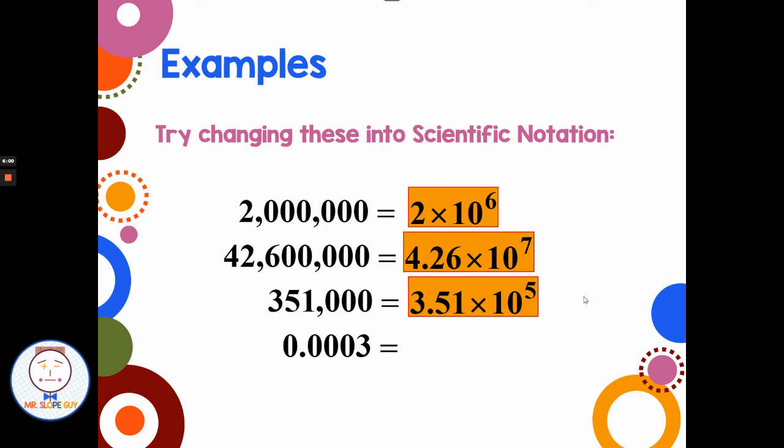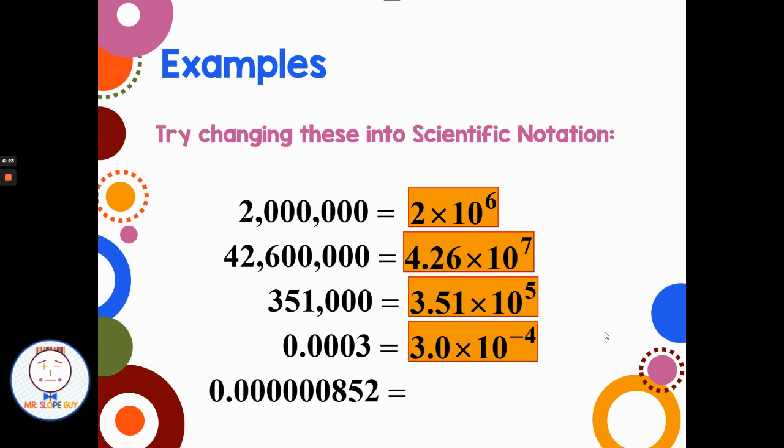All right, we have our first really small number. We need to move the decimal 1, 2. So if we start here, 1, 2, 3, 4 places to get it behind the 3 to the right side of the 3. So I have 3, or 3.0 times 10 to the negative 4. So we have this really small number, so we're going to use a negative exponent.